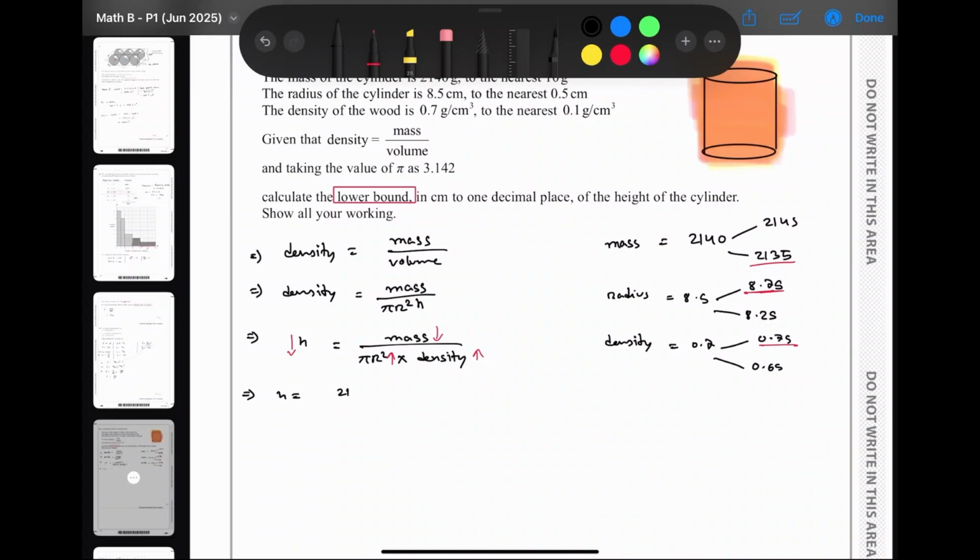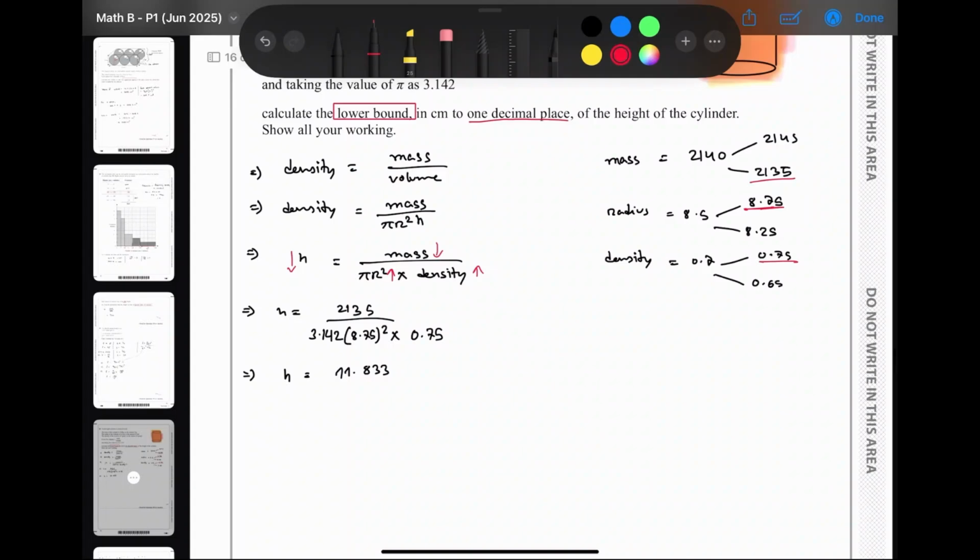Now we will switch the bounded values. Pi is said to be considered 3.142. We will make sure to do that. Then just place everything in position and put everything in our calculator to get our simplified final answer. And we are asked to answer in 1 decimal place, so do not forget to do that.